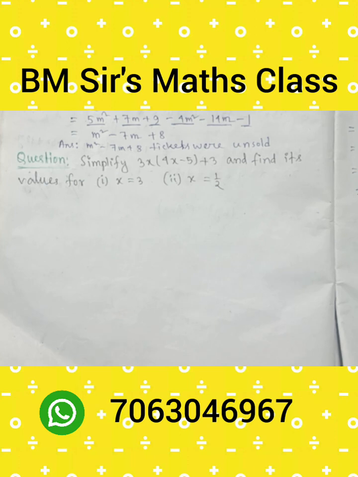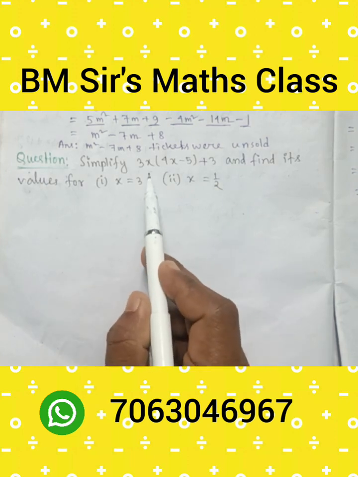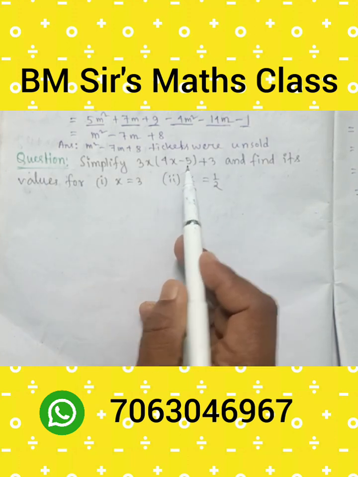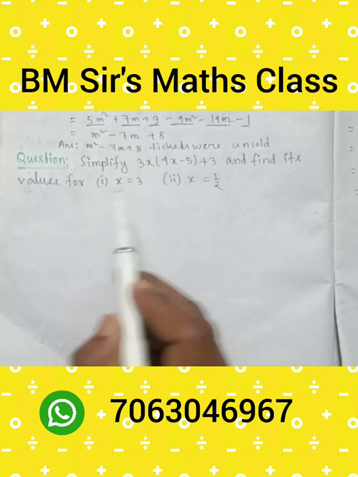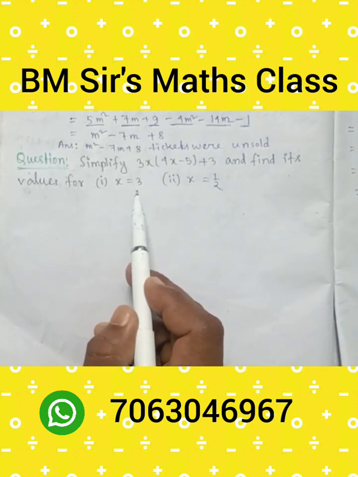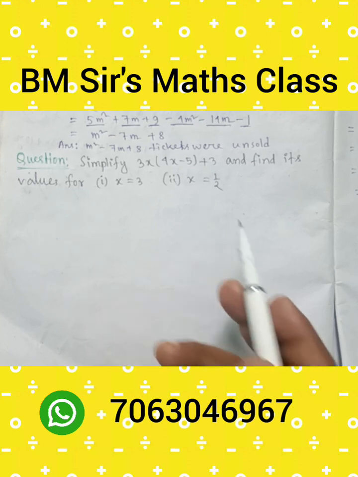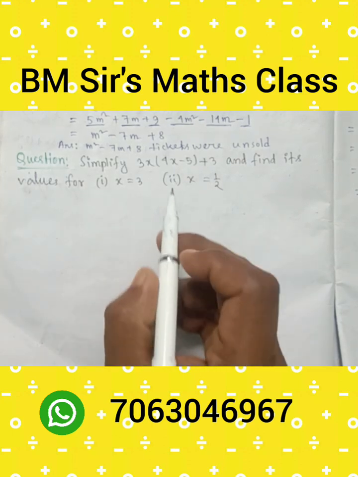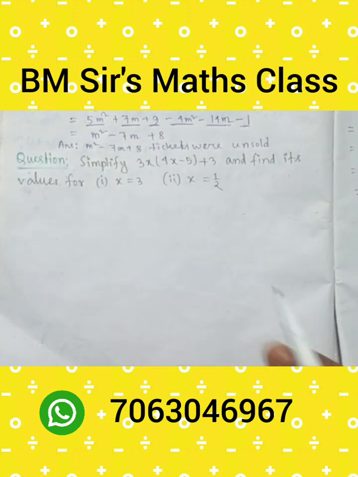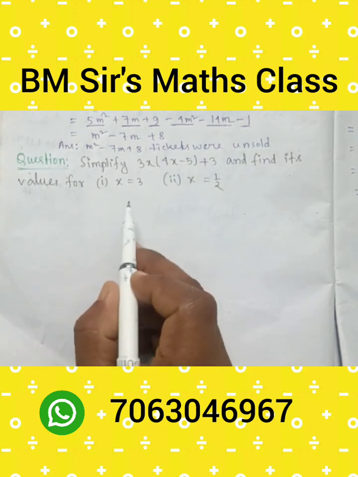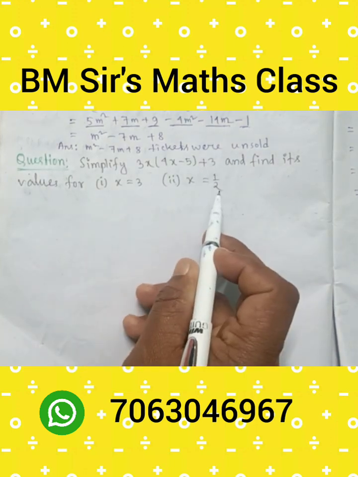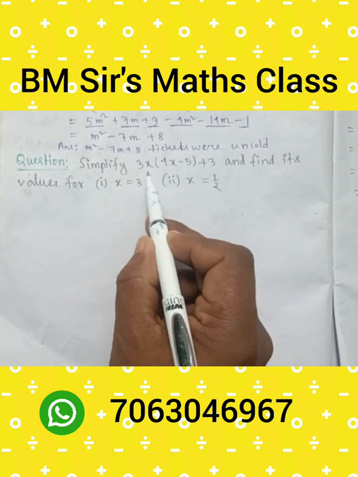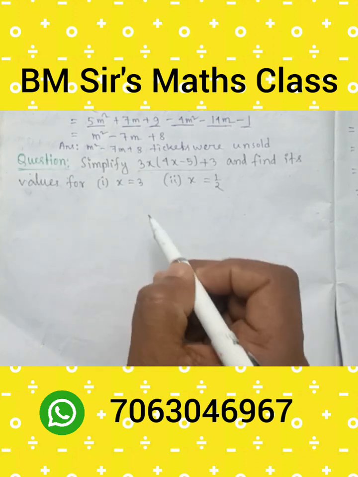See the next question. Simplify 3x into 4x minus 5 plus 3 and find its values for x equal to 3 and x equal to half. That means you have to simplify this term at first, then you have to put the value. For this problem, don't directly put the value of x equal to 3 and x equal to half at first. At first, you simplify the given term, then put the value.